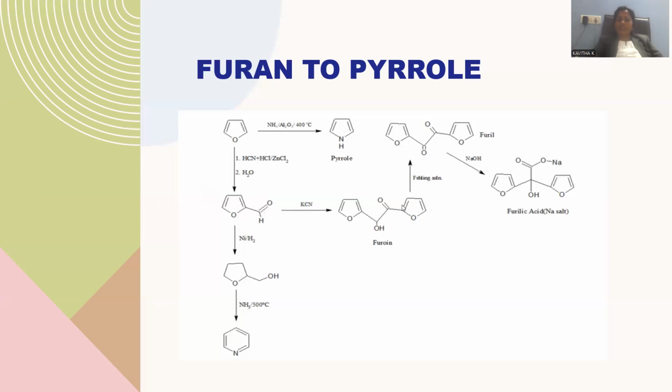Furoin will be further oxidized. This hydroxyl will be transformed into ketone. This is the diketone called furil. Furil can be oxidized into furoic acid.